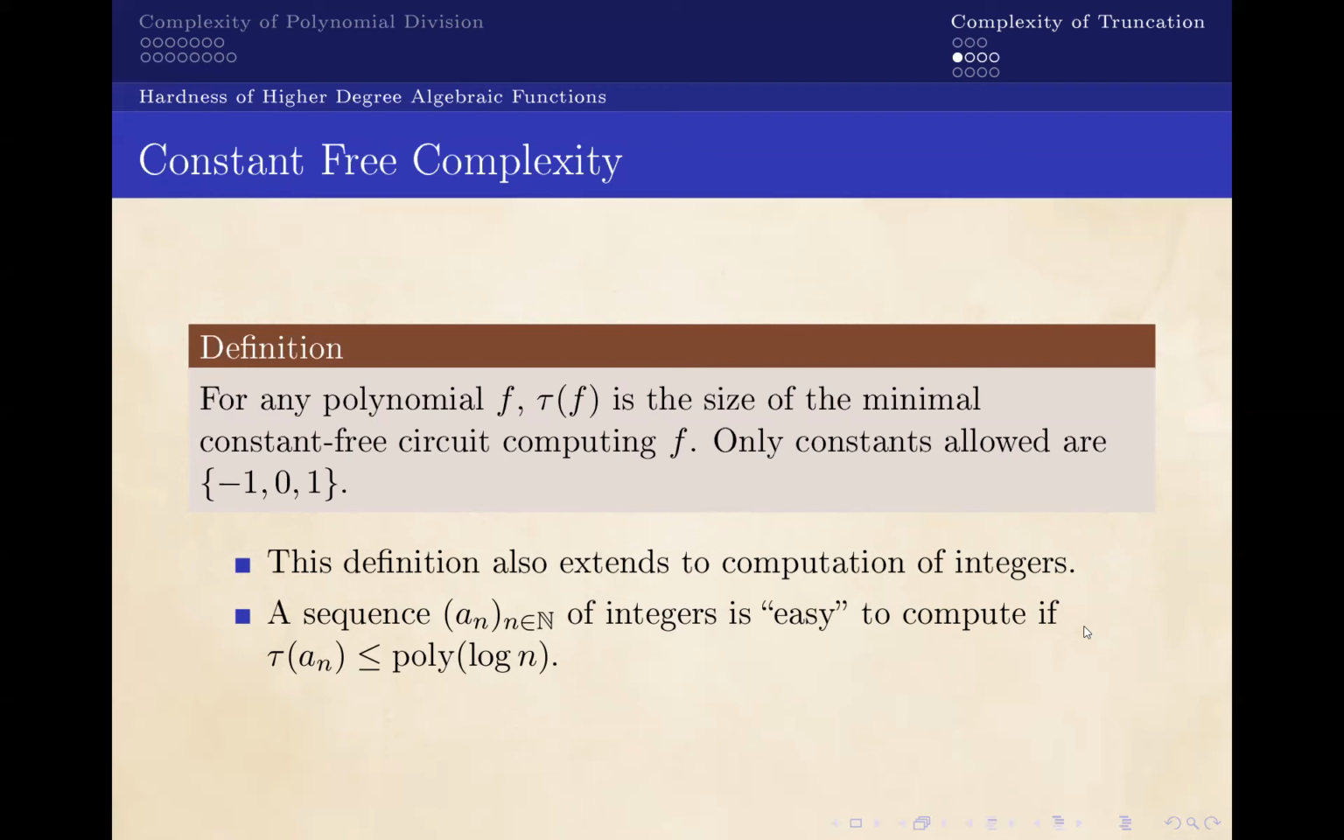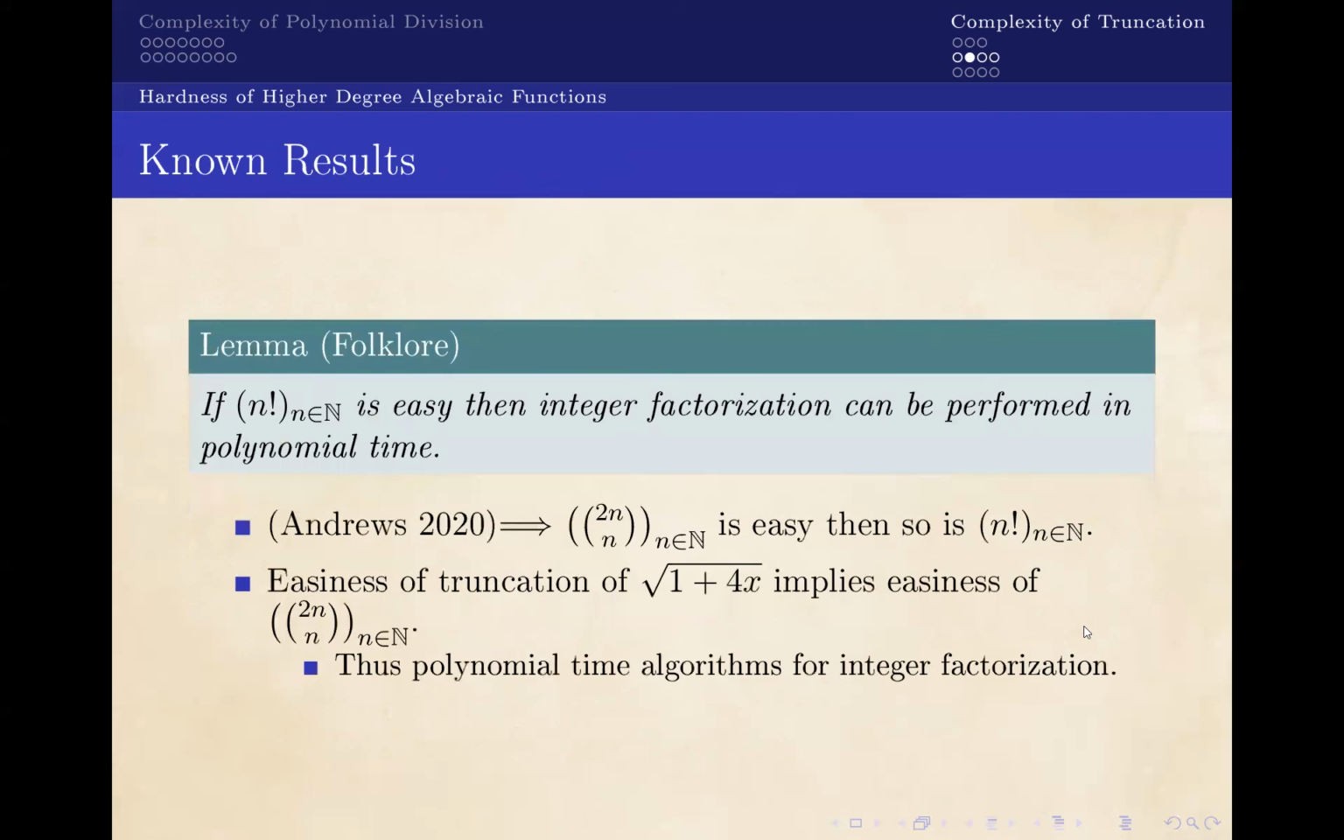So we can also extend this definition to computation of integers, right? So a sequence of integers, we say it's easy if the nth integer in that sequence has complexity polylog, right? Otherwise, we'd say that sequence is hard. So what is known is that if the sequence n factorial is easy to compute, if tau of n factorial is polylog n, then we can do integer factorization in polynomial time, right? So Andrews also showed that if the sequence 2n choose n is easy, then n factorial is also easy.